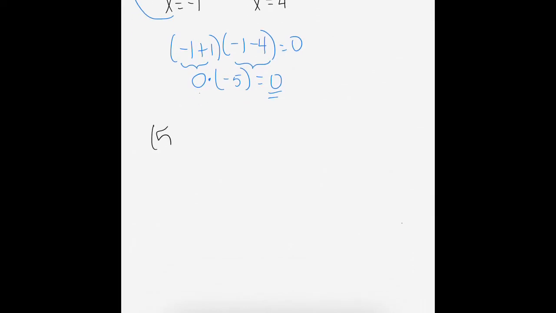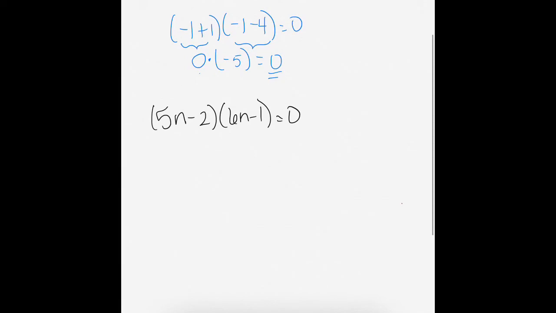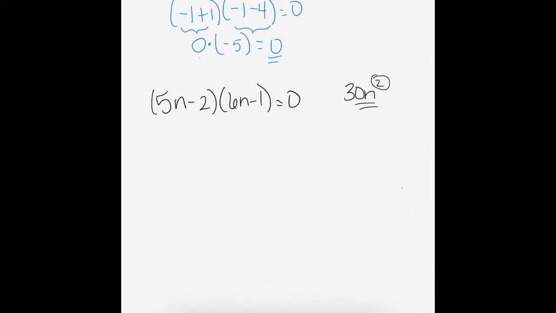Let's try one that looks a little different. We have a coefficient in front of our variable. It's not really any harder. Same method, just another algebraic step. All right, so we have a quadratic. The way I know it's quadratic is because if I FOIL this out, I'm going to get a 30n squared when I multiply the first two terms. That 2 makes it quadratic right there. We're not going to do that because that would be going backwards. We're trying to solve this.